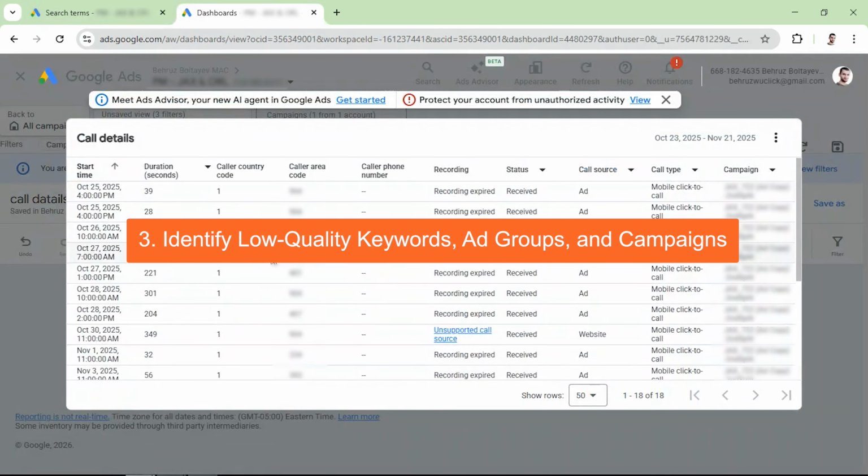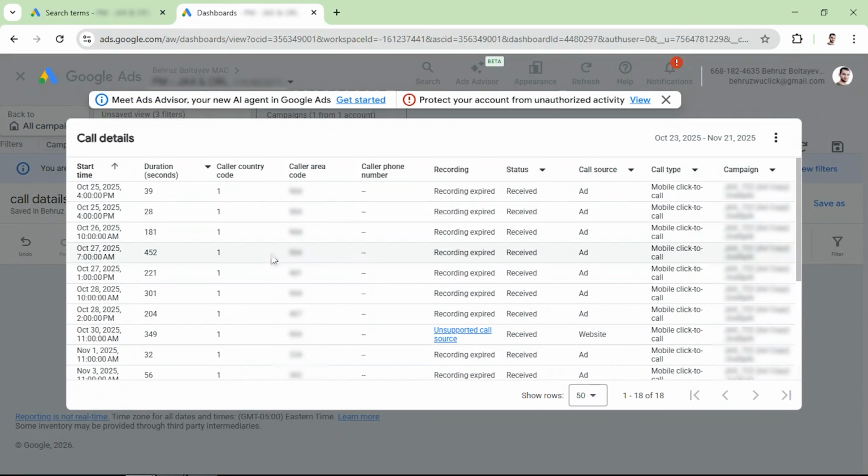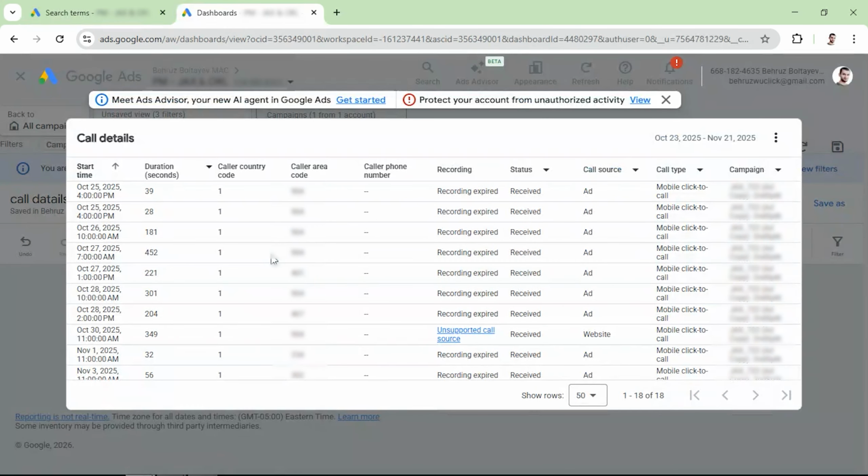So let's say after you have analyzed your call quality and form submission quality, you have gone through your search terms report, you have seen your target keywords and ad groups. After analyzing all of those, you should find the lower quality keywords, which are spending most of your budget, but they're not generating phone calls. Or even if they're generating phone calls, they might not be turning into real jobs, because they might be attracting customers who do not have buyer intent, or they might be price shoppers.